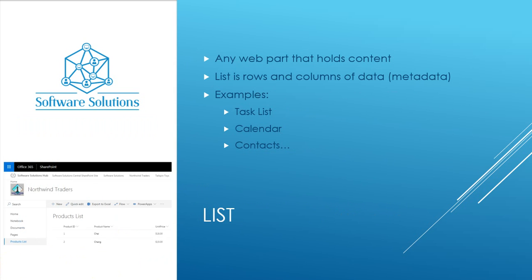Then we have what's called a list. Now a list is actually also a web part, just like a document library, but it holds content, not documents. It can have documents attached, but it's not actually holding documents. A list is a collection of rows and columns that contain data, and this is often referred to as metadata. Examples of lists include a calendar, a contacts list, a task list. There's all sorts of lists that you'll discover in SharePoint.